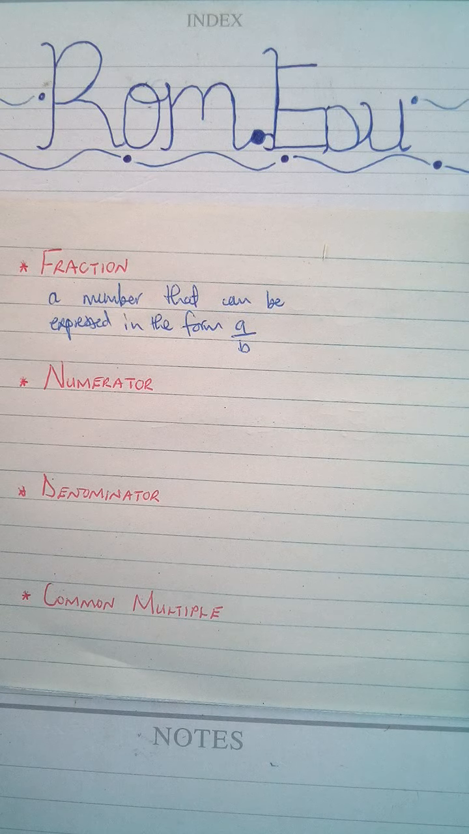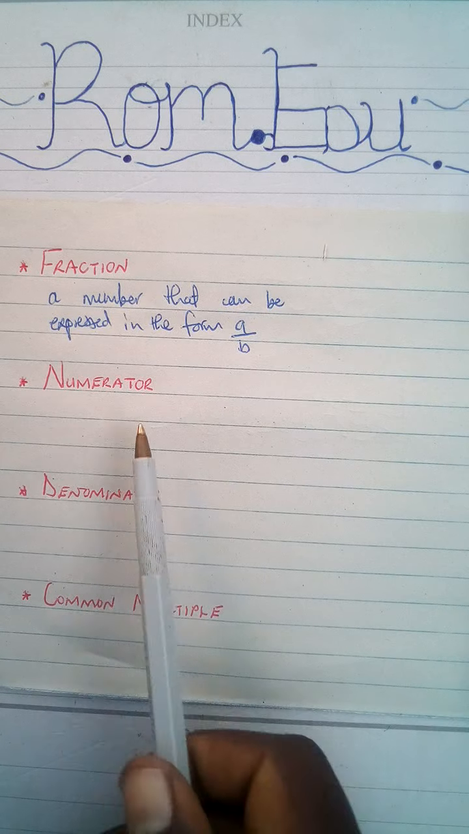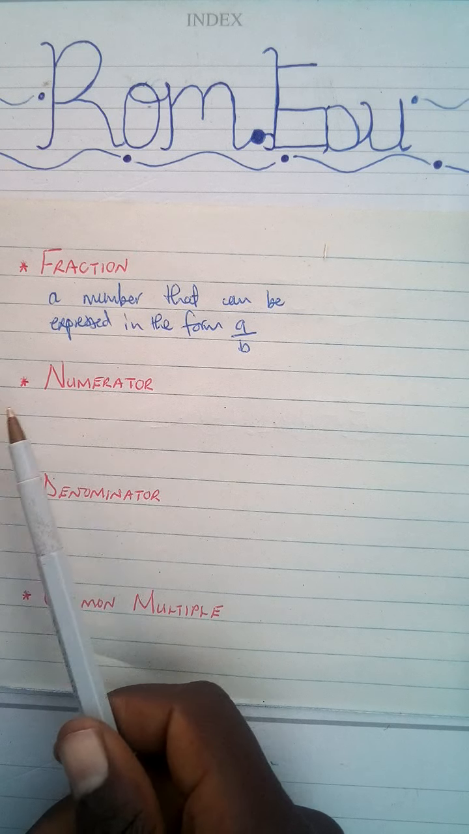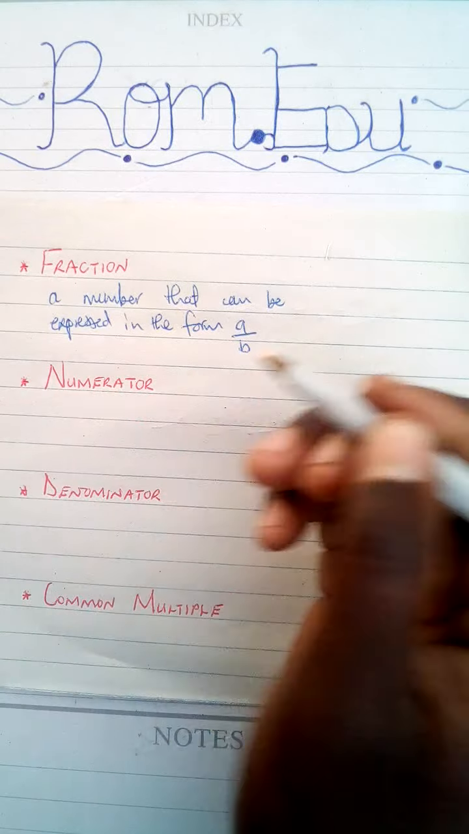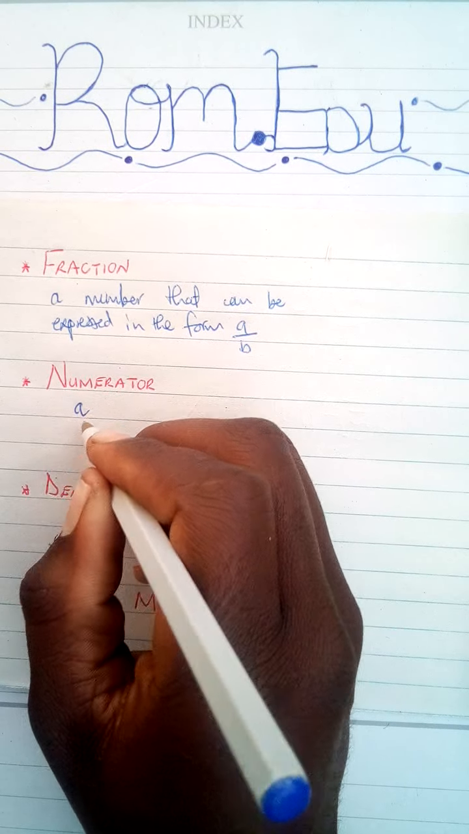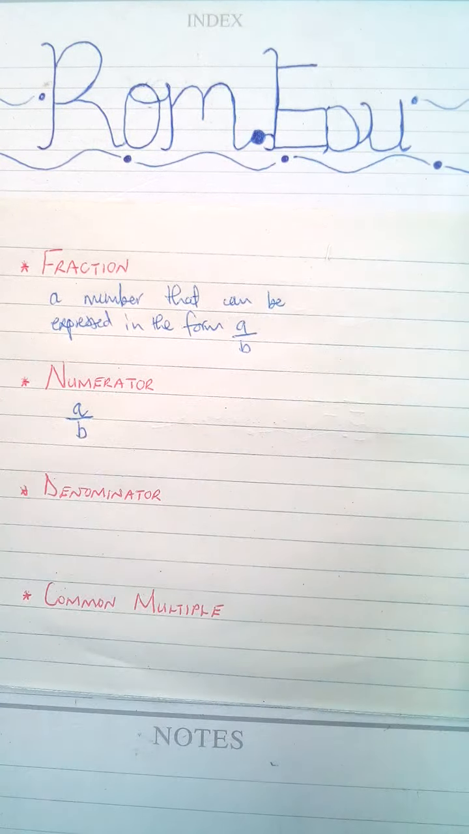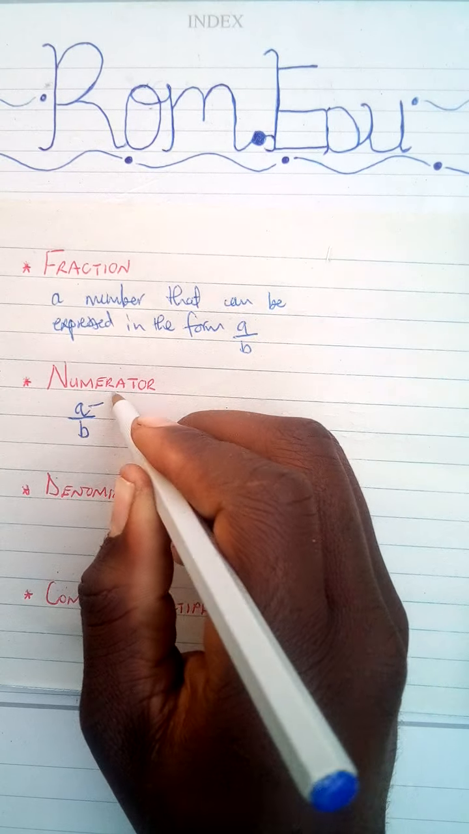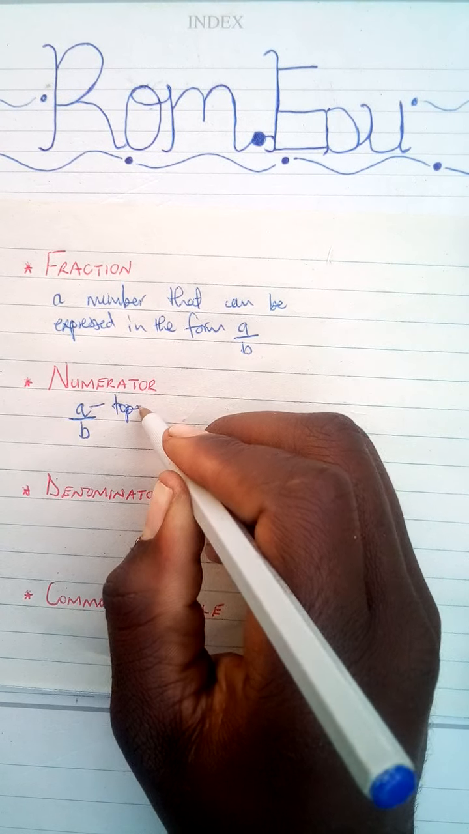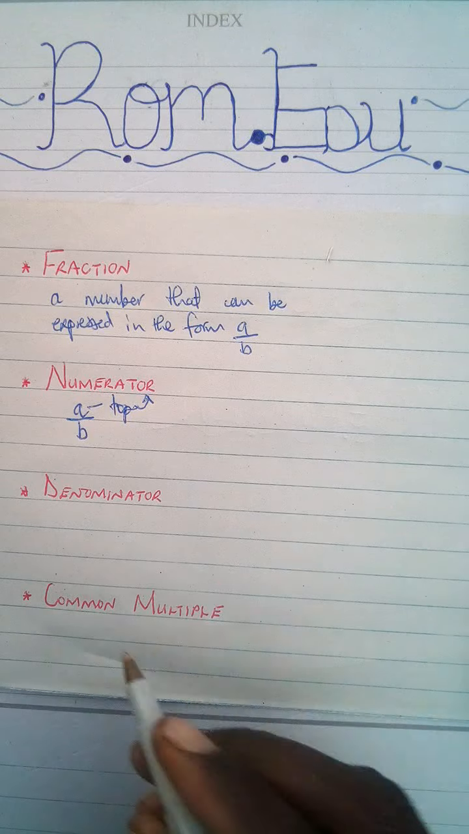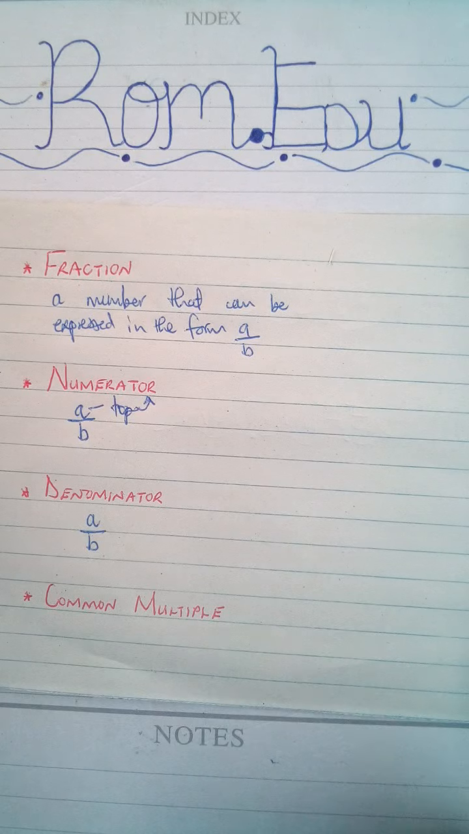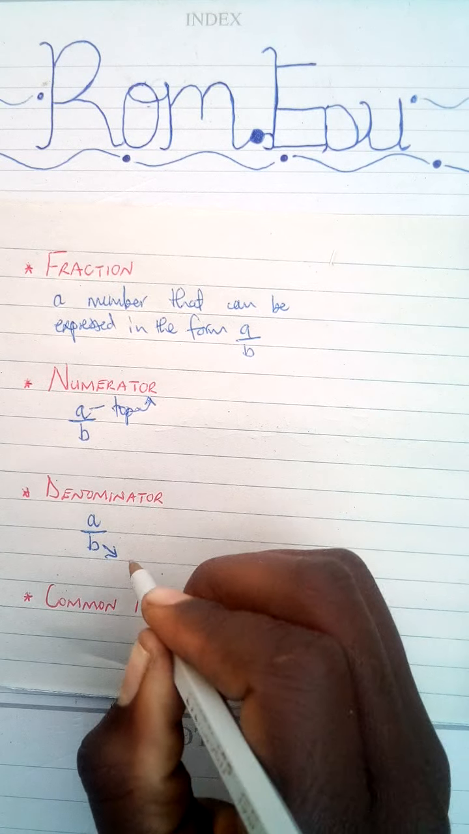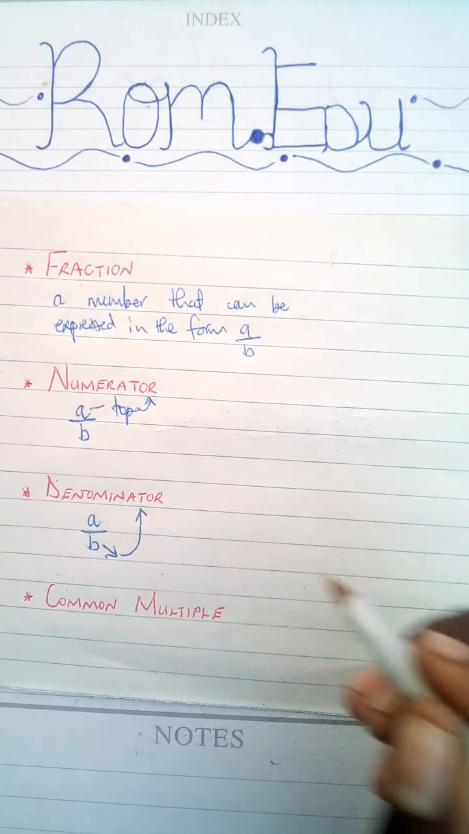So now under a fraction we have a numerator. In simple terms, remember we said a fraction is a number that can be displayed in the form of a over b. So any number that is on the top is the number that you refer to as a numerator. Same applies to the denominator. If you look at our fraction a over b, the number below, or the number at the bottom, is the number that we refer to as a denominator.